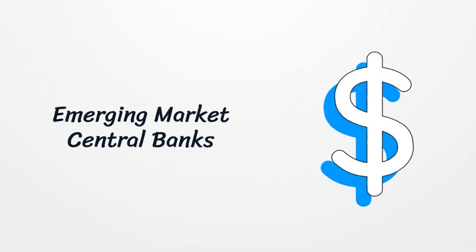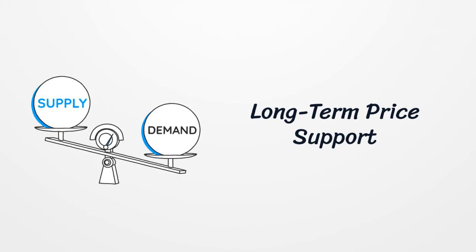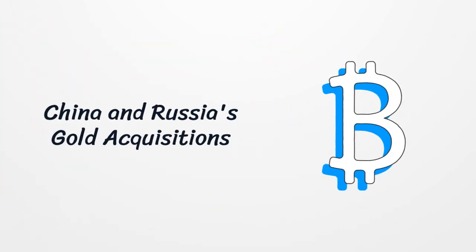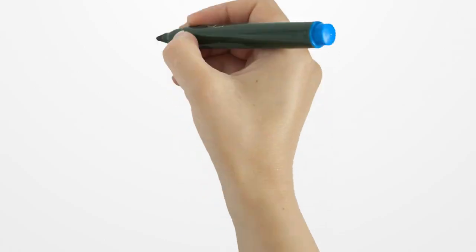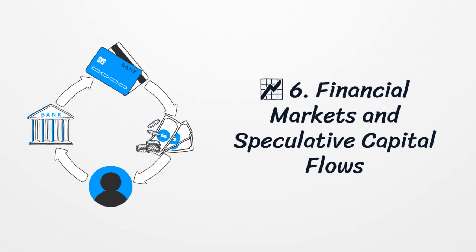Many emerging market central banks diversify their reserves by reducing their U.S. dollar holdings and increasing their gold purchases. Such purchases not only increase demand but also provide long-term price support. For example, large-scale gold acquisitions by the central banks of China and Russia since 2010 have significantly influenced gold's upward trend. Upward Trend 6. Financial markets and speculative capital flows.